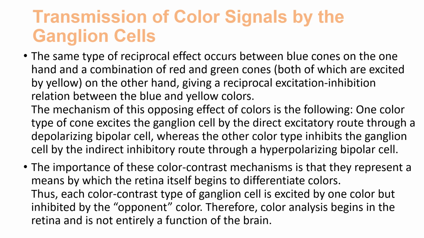One color type of cone excites the ganglion cell by the direct excitatory route through a depolarizing bipolar cell, whereas the other color type inhibits the ganglion cell by the indirect inhibitory route through a hyperpolarizing bipolar cell. The importance of these color contrast mechanisms is that they represent a means by which the retina itself begins to differentiate colors. Thus, each color contrast type of ganglion cell is excited by one color but inhibited by the opponent color. Therefore, color analysis begins in the retina and is not entirely a function of the brain.